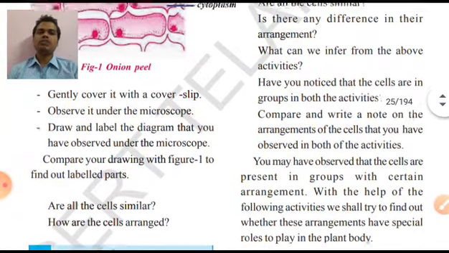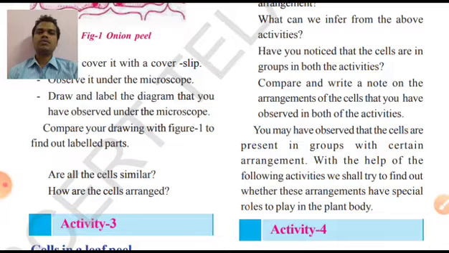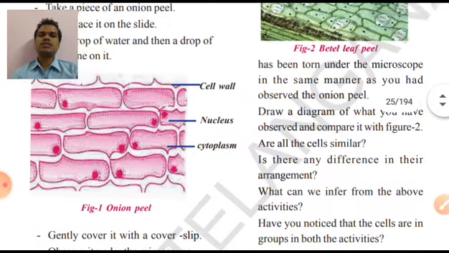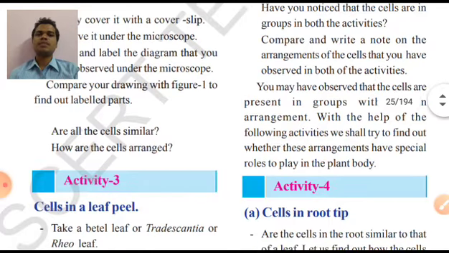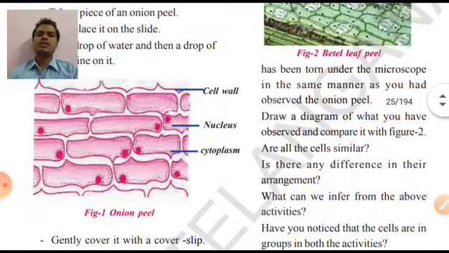Now here, what are the things that we have to learn? Are all cells similar? Now you tell me, are all cells similar? Yes, all cells are similar but not exactly the same. Now second question, how are the cells arranged? They are arranged very compactly, in a proper and systematic manner.